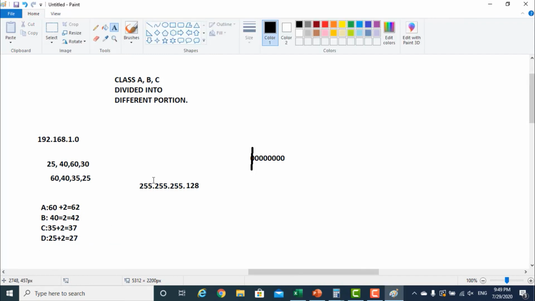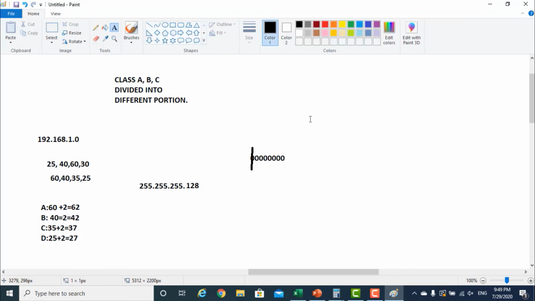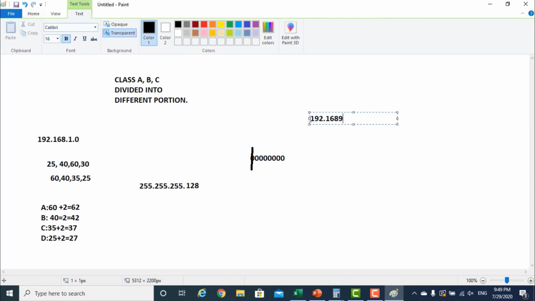So let's write the range of IP addresses for the first company, or for the department A. Their subnet mask is fixed. I will write it here. The first IP starts with 192.168.1.0, and how many IP addresses are we going to have? 64 IP addresses. Still we are not having the exact fit, so still the wastage is there.